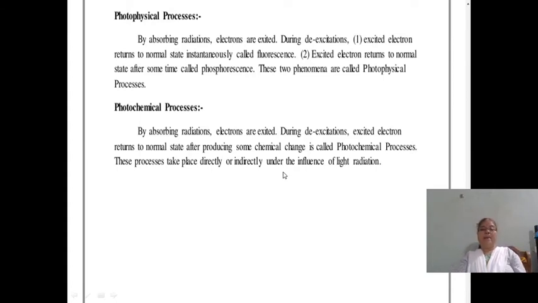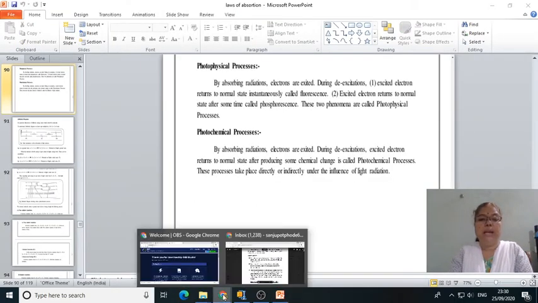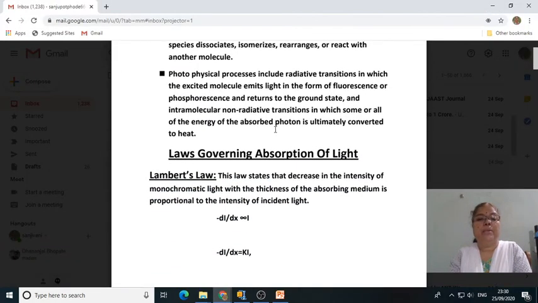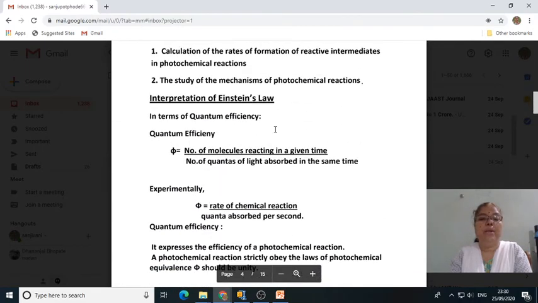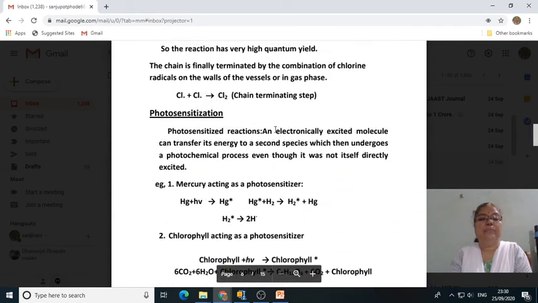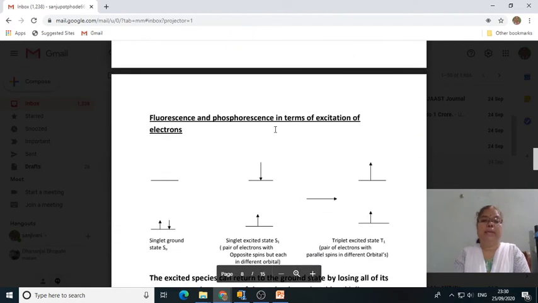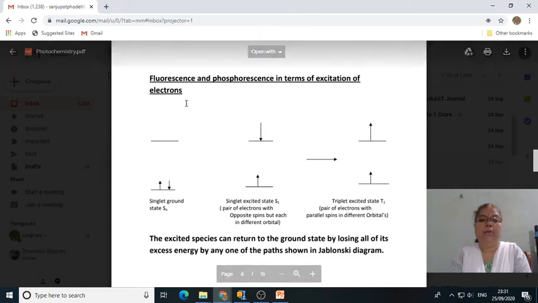Here I will explain fluorescence and phosphorescence with the help of the Jablonski diagram. These are the points we have already learned: photosensitized reaction, chemiluminescence. Here is the explanation of fluorescence and phosphorescence in terms of excitation of electrons.